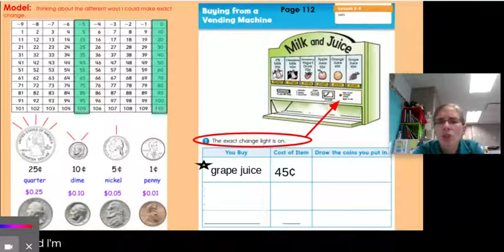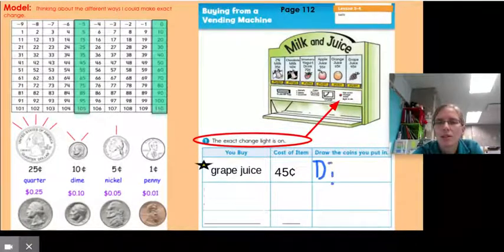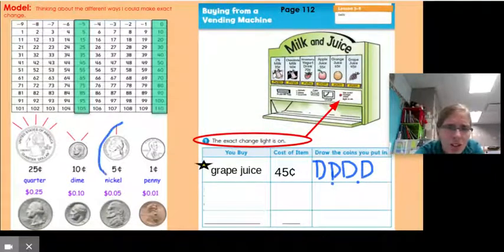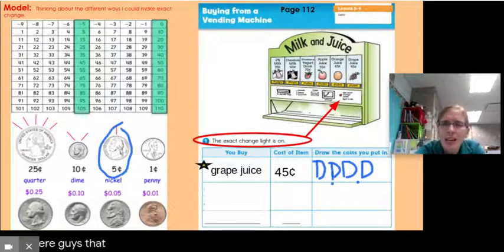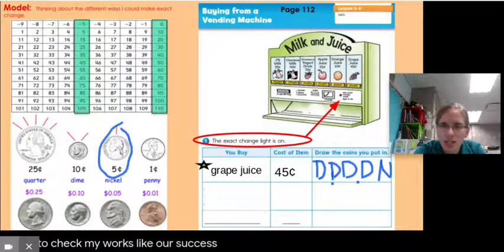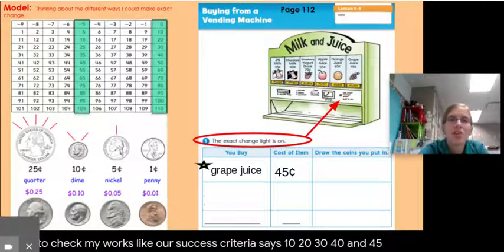And I'm going to draw my dimes and count by 10 at the same time. So there's 10, 20, 30, 40. Now 40, I want 5. I know that there's a coin that's worth 5. It's right here, guys. That would be a nickel. So I'm going to draw an N for nickel. So I am going to check my work just like our success criteria says: 10, 20, 30, 40, and 45. All right, good job paying attention.